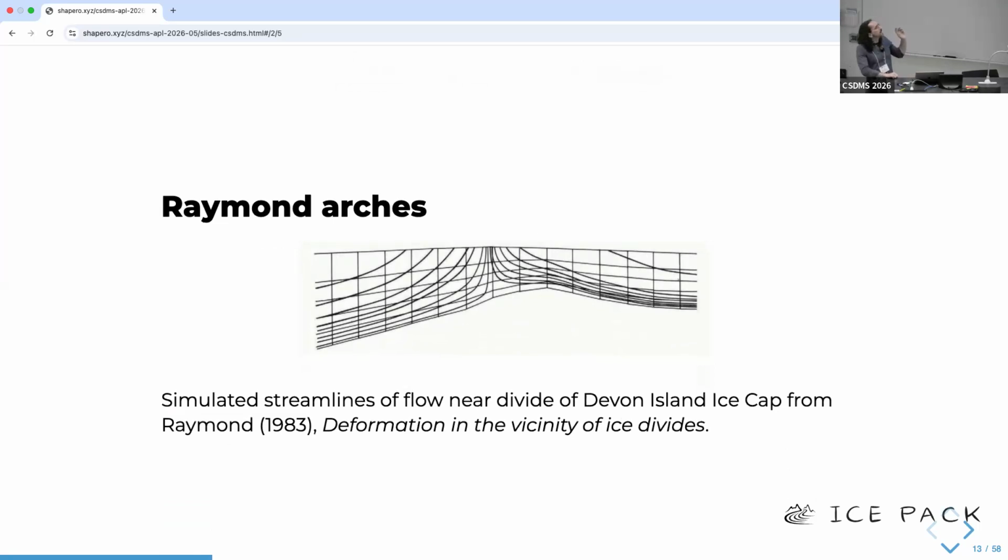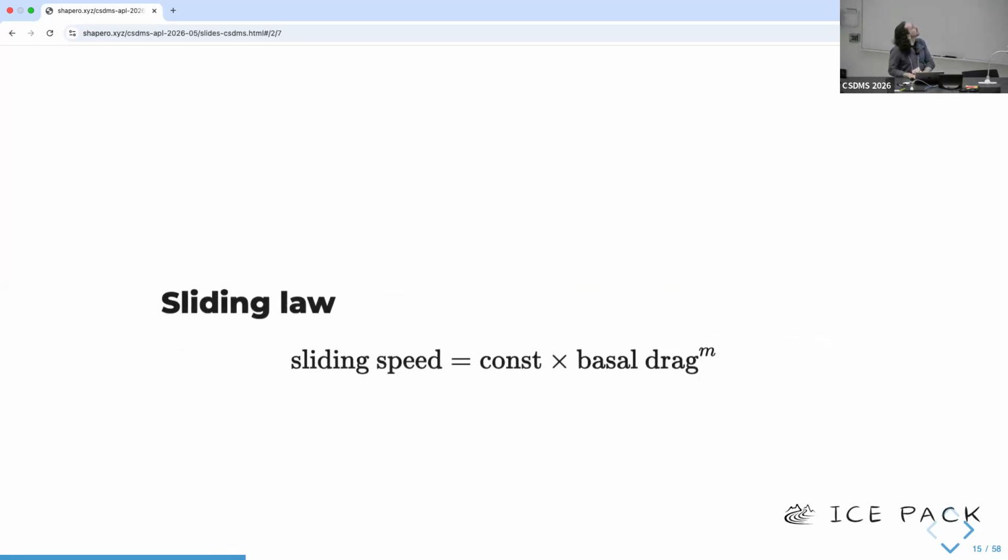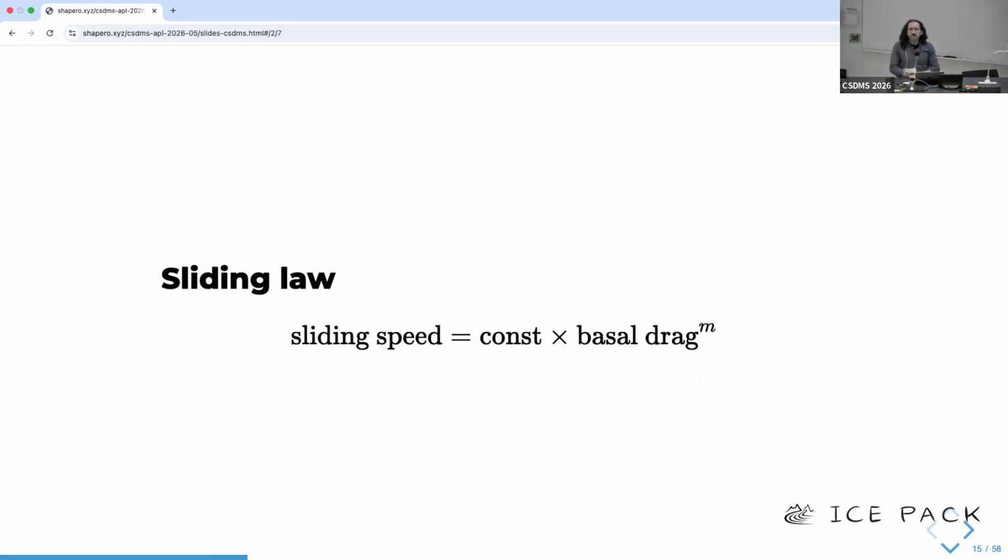So this was originally derived from lab experiments, but we see it in field data. So this is a finite element simulation that Charlie Raymond did 5 years before I was born, where he was showing what the particle paths do when you assume ice flow is just purely Newtonian versus non-Newtonian, and that the constitutive relationship affects the paths that particles take. And we see this in field data. So this is a radargram from Antarctica. And the shape of the isochronous layers near the bed is an indication of that nonlinear flow law, which I think is pretty cool.